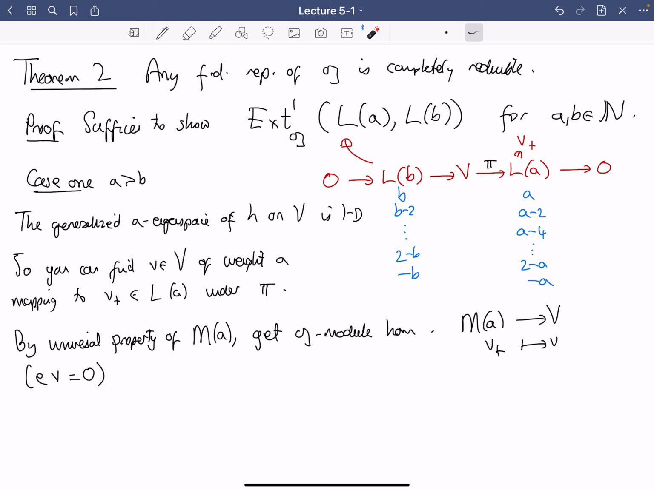But actually, because V is finite dimensional, this must kill that infinite dimensional submodule of M of A. So it must actually just be giving us a homomorphism from L of A to V, and this gives the splitting of pi. And it gives you this G module homomorphism this way, and that composition sends V plus to V plus. So actually that composition must be the identity map because L of A is irreducible. Okay, so that constructs the splitting. In that case, it's quite straightforward.